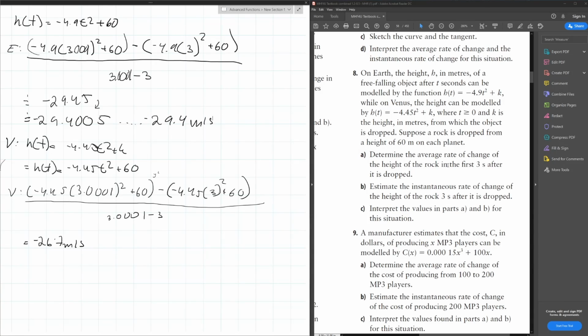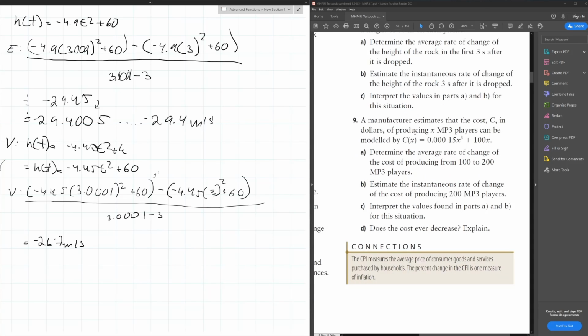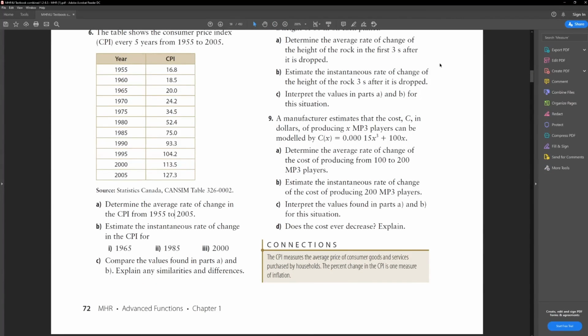Lastly, we also have 9 and 11. I thought we only had 9. So, for 9, the manufacturer estimates that the cost, C, in dollars by producing X MP3 players can be modeled by the following function. Determine the average rate of change in the cost of producing from 100 to 200. So again, just substitute 100 and 200, find those C values, divide delta Y over delta X, and that's about it. For B, estimate the instantaneous rate of change of the cost producing 200 MP3 players.